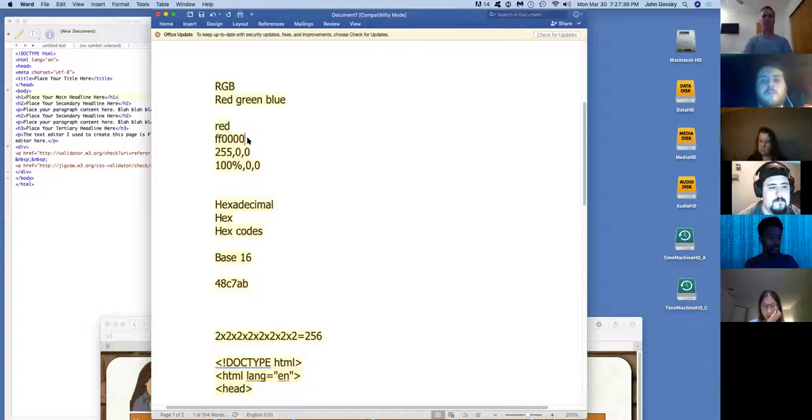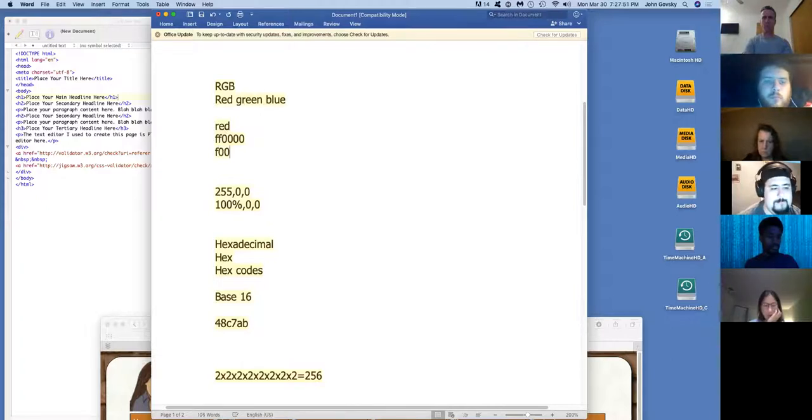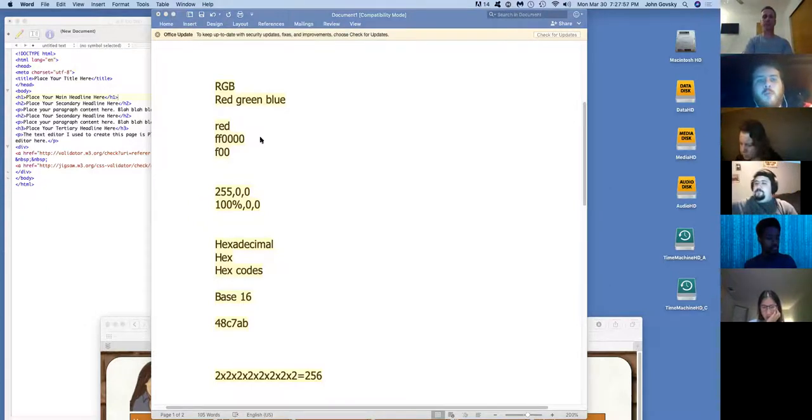And by the way, if your pairs of digits are identical, like FF0000, you could make that F00. So the shortcut for FF0000 is F00. So if you see a hex code with only three digits, it means you double each one. And you'll see that sometimes too. So red could be red, it could be FF0000, or it could be F00. All that would be a way to express red, or 255-0-0, or 100%-0-0, right?